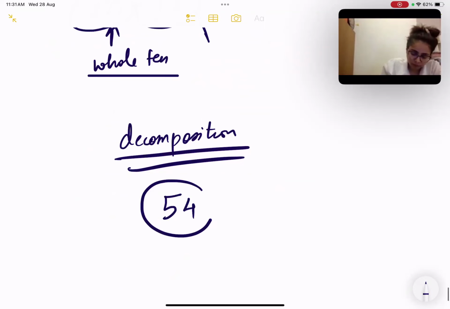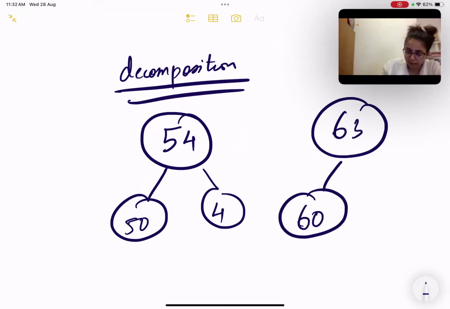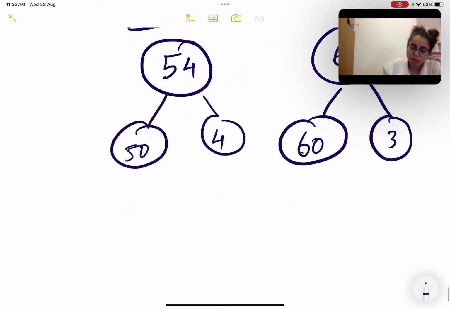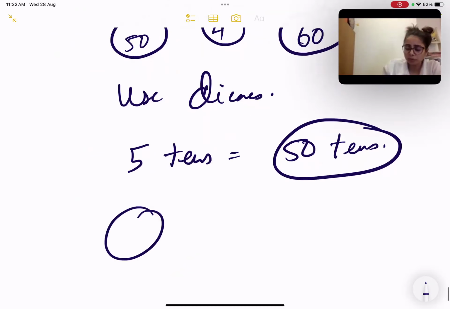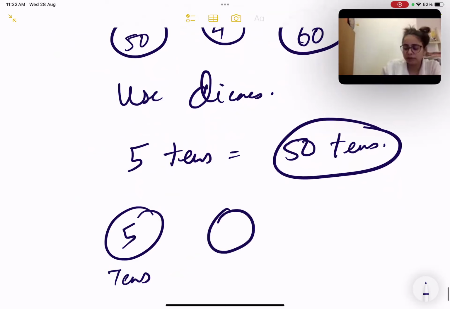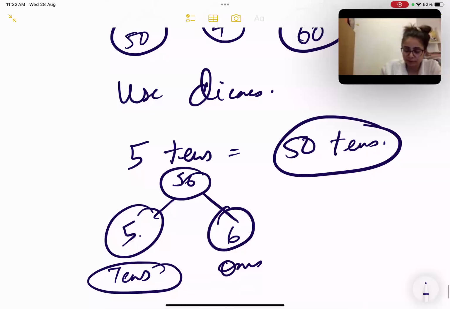So if I write 54, the child should be able to decompose it into 50 and a 4. 63, they should break it with whole tens, like a 60 and a 3. Use Dienes blocks to do this. It's very easy. Sometimes I see that a child writes 5 tens and they sometimes write it as 50 tens also. So make sure if you are saying tens, the child is going to write 5 here. Ones, so this is 56. And if you have written tens here, a child who pays attention to all the detail is going to write a 5 and a 6 here. So make sure it has to be like a 50 and a 6.